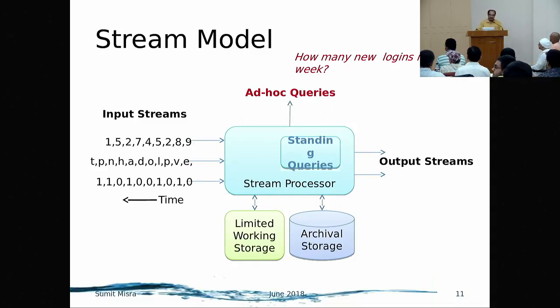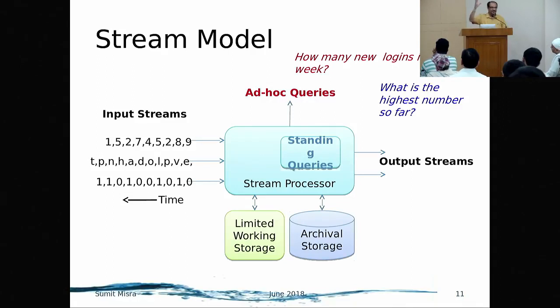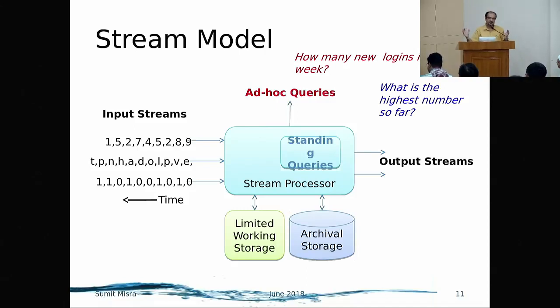So examples of ad hoc queries: how many new logins in the past week, month. Now these are different timestamps and you have to be able to answer that. Standing query: what is the highest number so far? You just keep one variable, populate it with the largest number that you see, and you can answer that. That's a standing query. For an ad hoc query, you have to do something interesting so that you can keep answering those queries.